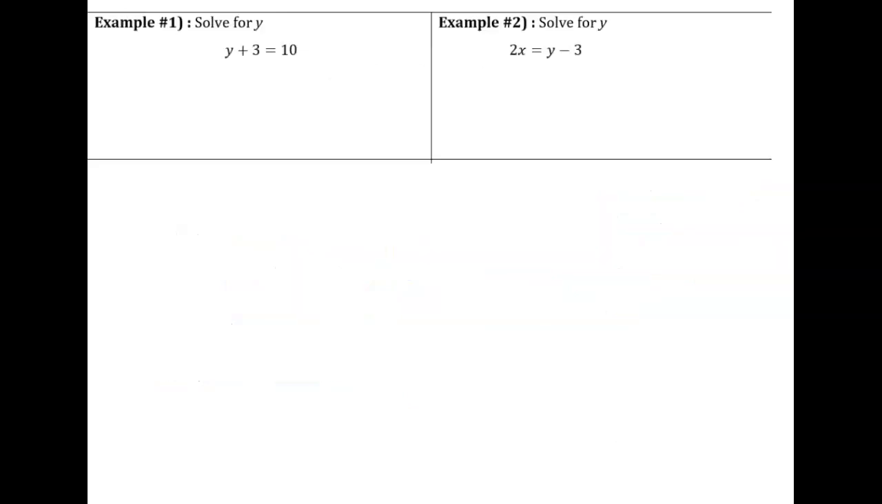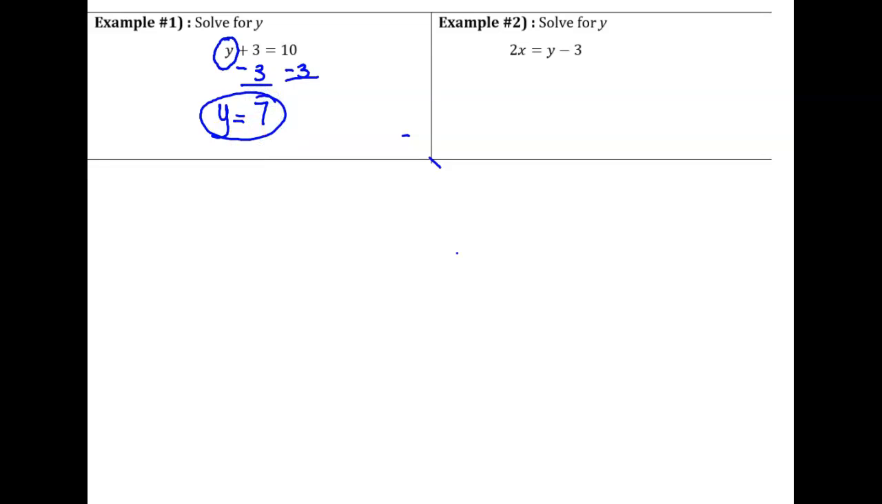For example 1, we want to solve for y. Our whole goal is to isolate the variable, get y by itself. All we have to do is subtract 3 from both sides. This is similar to solving an equation. y is equal to 10 minus 3, which is 7. That is our answer. All we do is subtract 3 from both sides.